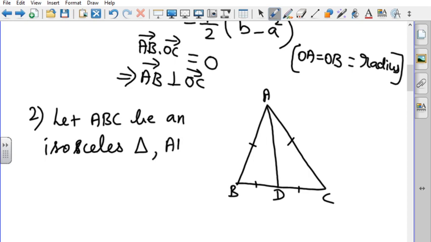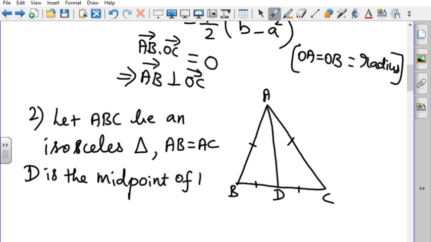Where AB equal to AC. Okay, AB equal to AC, and let A be the origin. Then the position vectors of B and C are the B vector and C vector. D is the midpoint, so D is the midpoint of BC.